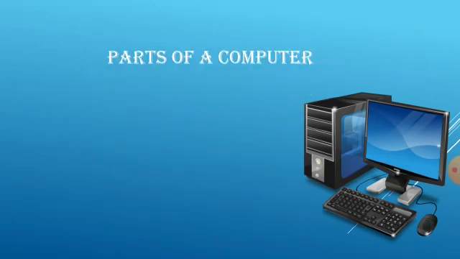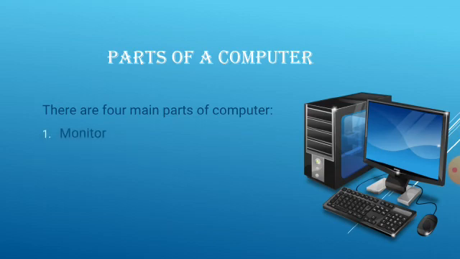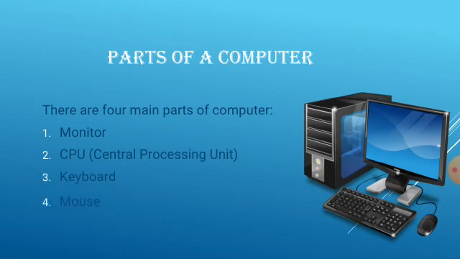Here you can see a picture of computer. And now we will learn about the parts of a computer. There are 4 main parts of a computer: monitor, CPU, which is known as Central Processing Unit, keyboard, mouse. You can see the 4 things in a picture.